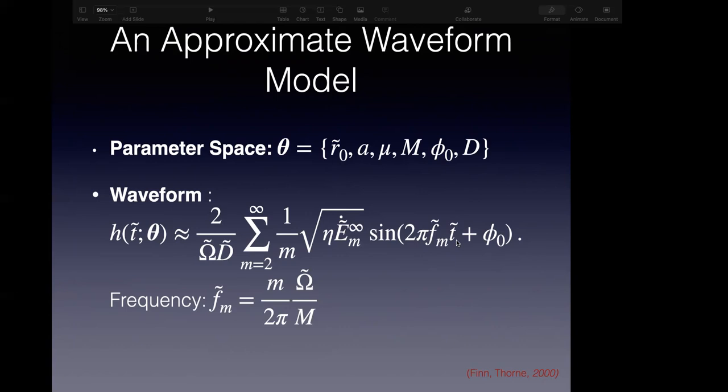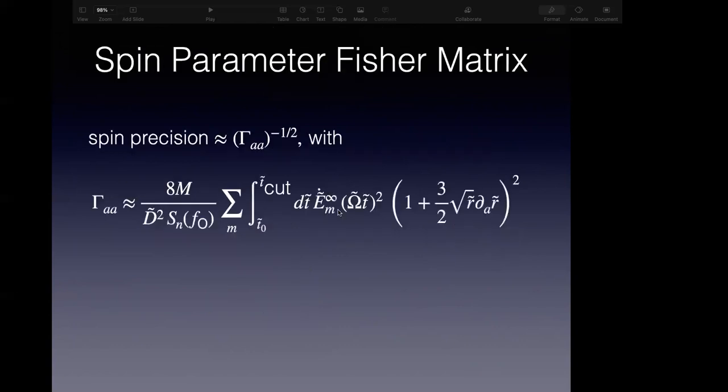So using this waveform model, remember that the Fisher matrix governs precision on the parameters. We can plug this into the Fisher matrix, and in doing so, and making a few approximations, just due to ignoring subleading terms, you get this expression. Now, this expression is very powerful and actually quite beautiful, because remember that the spin precision will scale as 1 over the square root of the inverse Fisher matrix. So we're trying to maximize this.